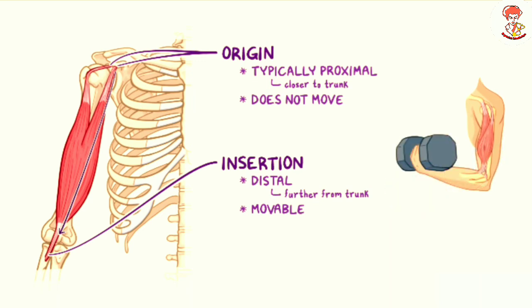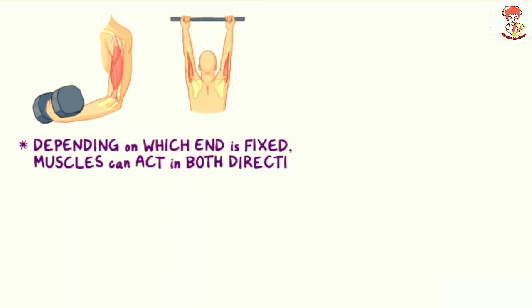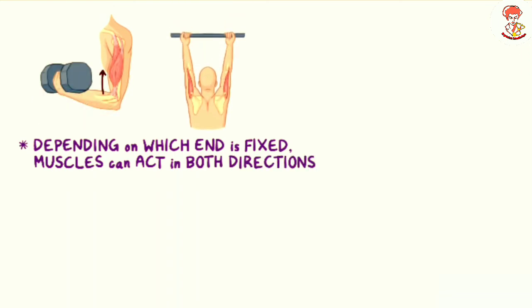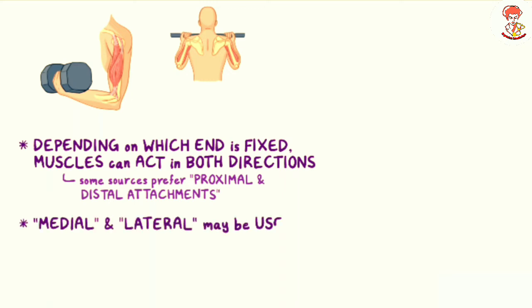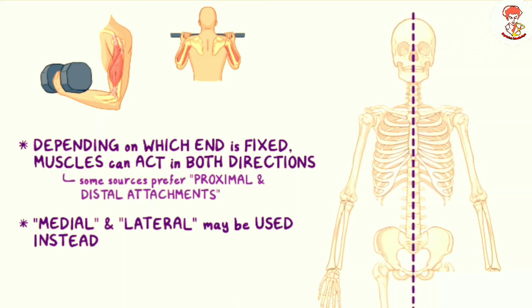Depending on which end of the muscle is fixed, some muscles can act in both directions, which means the proximal attachment is sometimes the movable end of the muscle. That's why some sources may prefer using the terms proximal and distal attachments instead of origin and insertion. When describing the muscle's attachments, in some cases the terms medial and lateral may be used instead to illustrate the proximity of the attachment to the midline of the body. Medial means closer to the midline and lateral means further away.